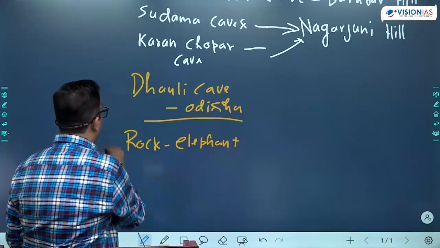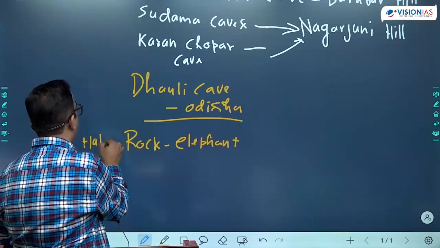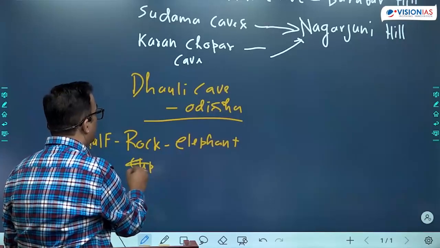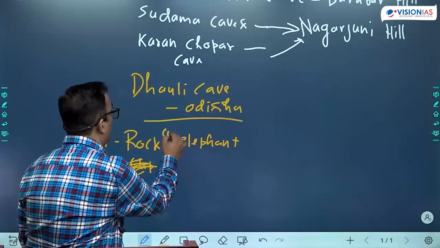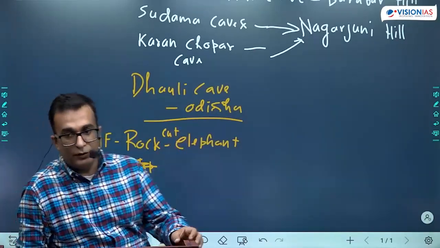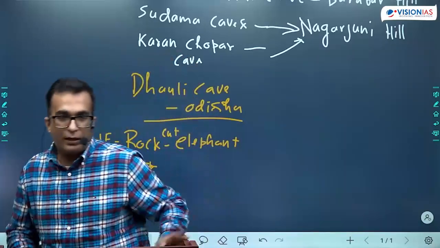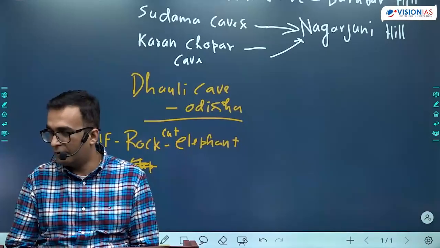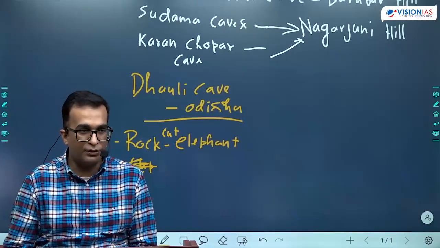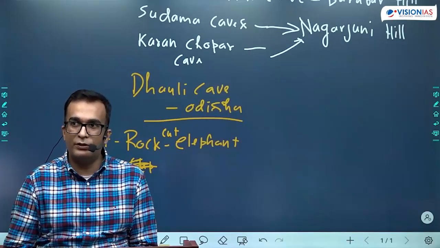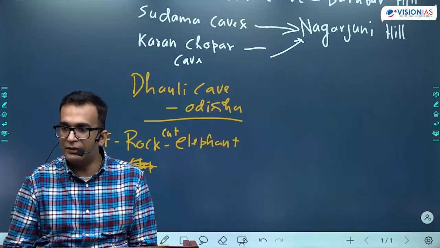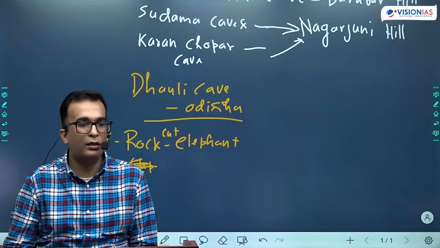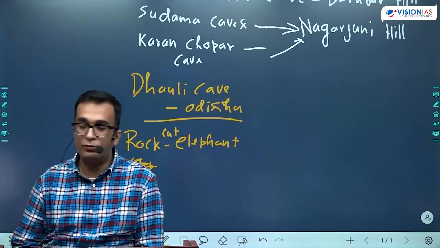A rock cut, so half image. Okay, so half image of a rock cut elephant. So mention, write here: At the site of Dhauli, a half cut elephant sculpture was created at the time of Ashoka.